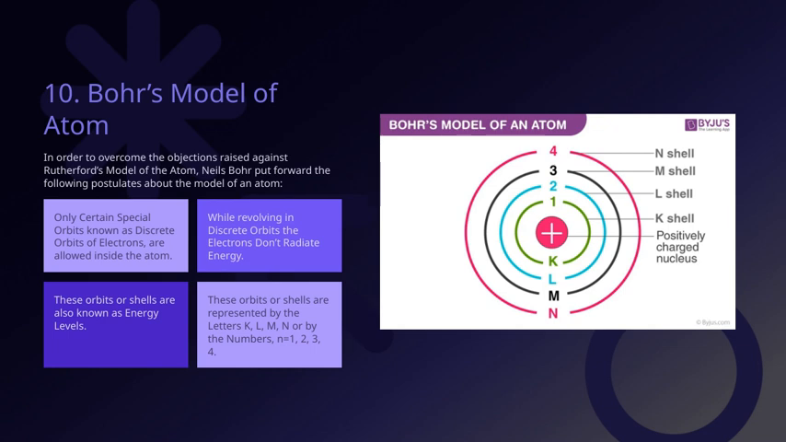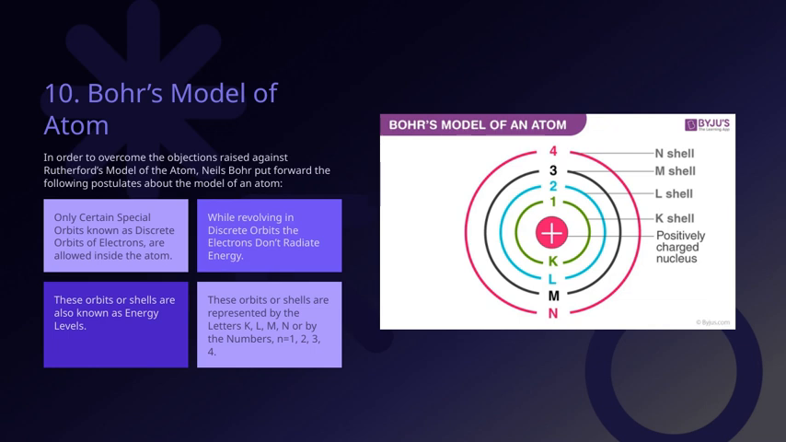Another important concept is that while electrons are circling in these fixed orbits, they do not emit energy. This was a crucial departure from earlier ideas, because classical physics suggested that any charged particle in motion should radiate energy and eventually spiral into the nucleus. Bohr's model explained why atoms are stable in this way.